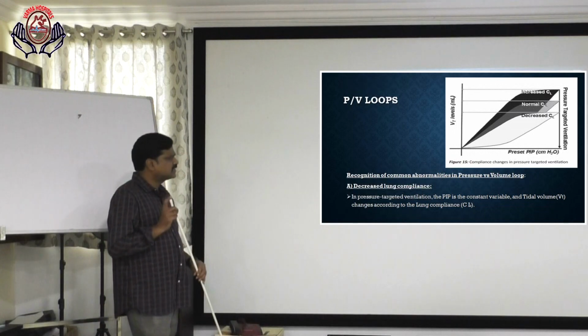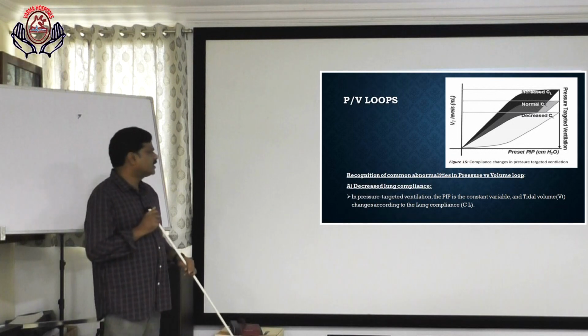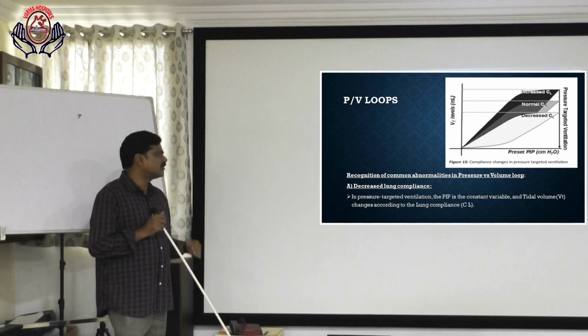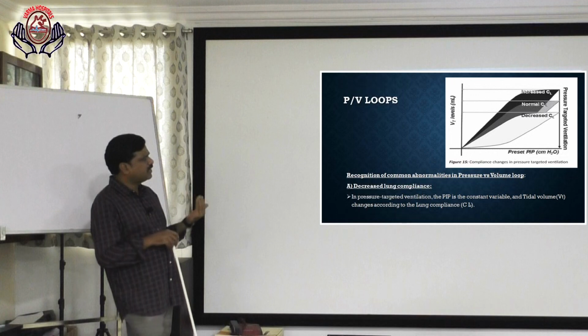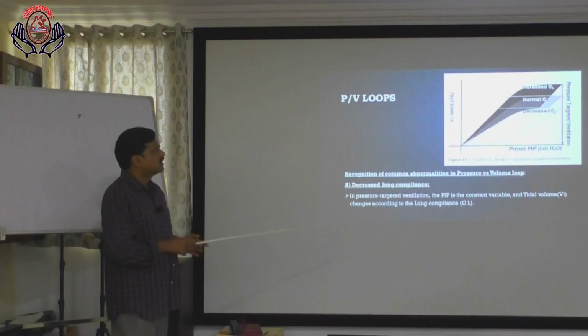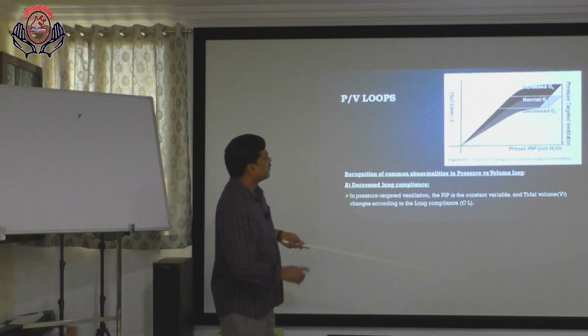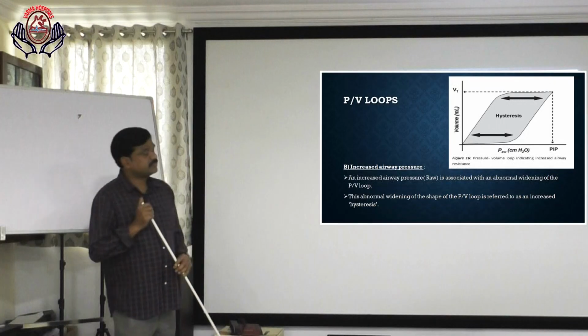Recognition of common abnormalities in the pressure versus volume loop, decreased lung compliance. In pressure targeted ventilation, the peak inspiratory pressure is the constant variable and tidal volume changes according to the lung compliance.